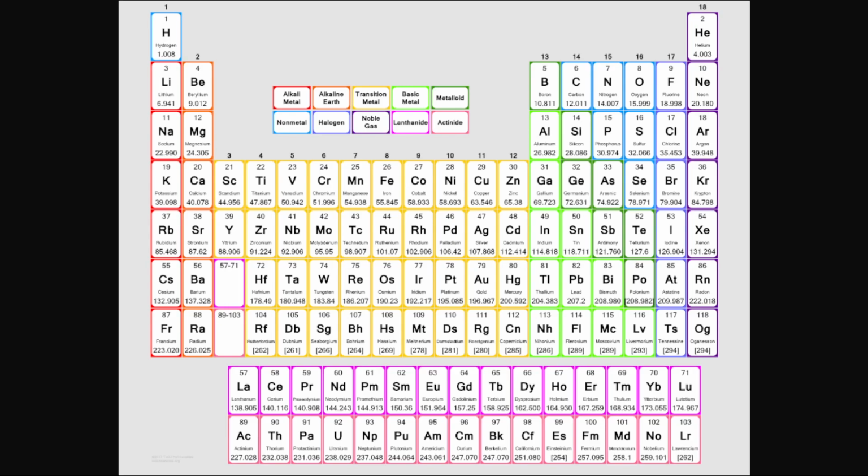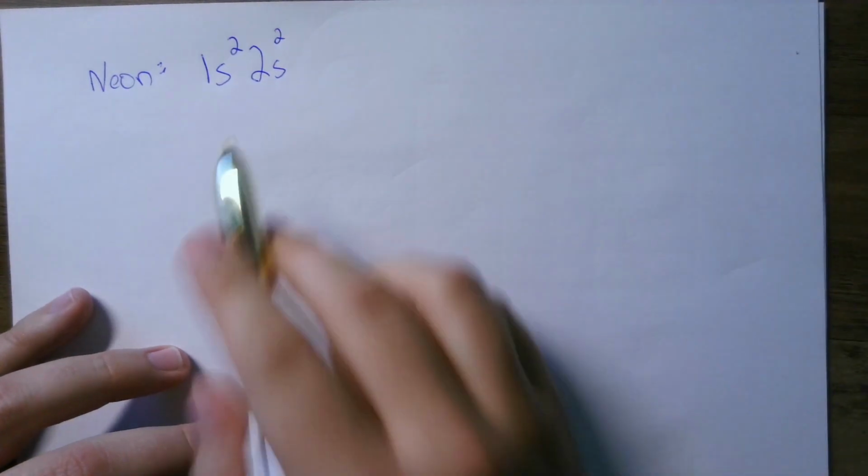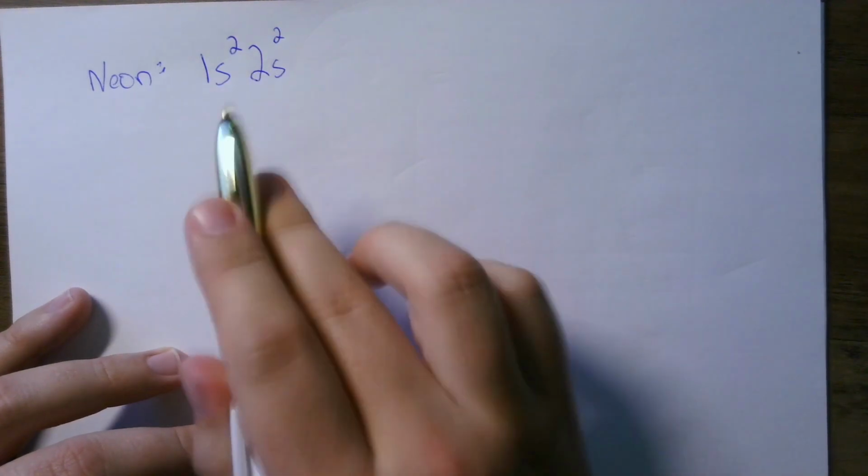Okay, after we go to helium, we have to keep going in order. We go down to lithium and beryllium. These are in the 2s orbital, so I'm going to write 2s on my paper. And again, there's 2 boxes, so I'm going to give it a little exponent of 2. I have 2 electrons in the 2s orbital.